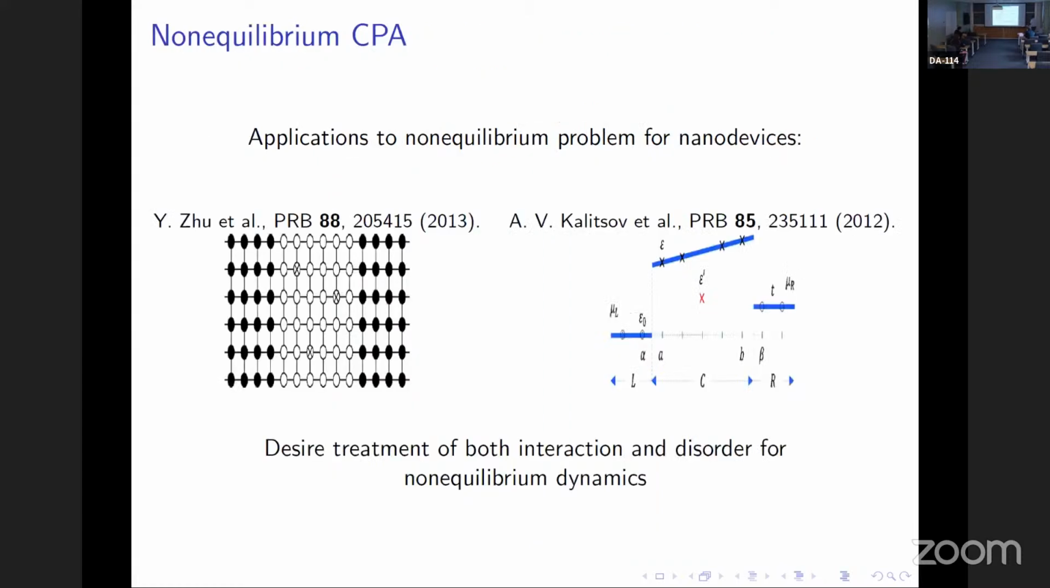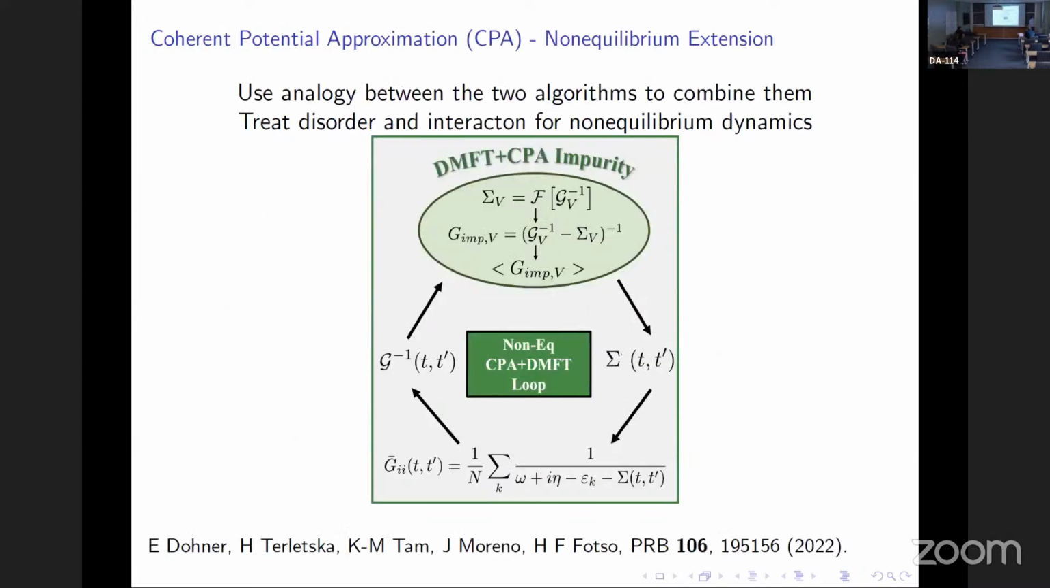Now, CPA as it is has already been extended to non-equilibrium. I've already told you that DMFT has been extended to non-equilibrium, but so has CPA for systems that have disorder but no interaction, right? And it's been applied to this type of mesoscopic devices where you have some leads and in the middle, some system that has disorder on-site energies. So what we want is to treat both the disorder and the interaction away from equilibrium consistently. And both DMFT and CPA allow for us to do that. And this is the algorithm that we're going to be using.